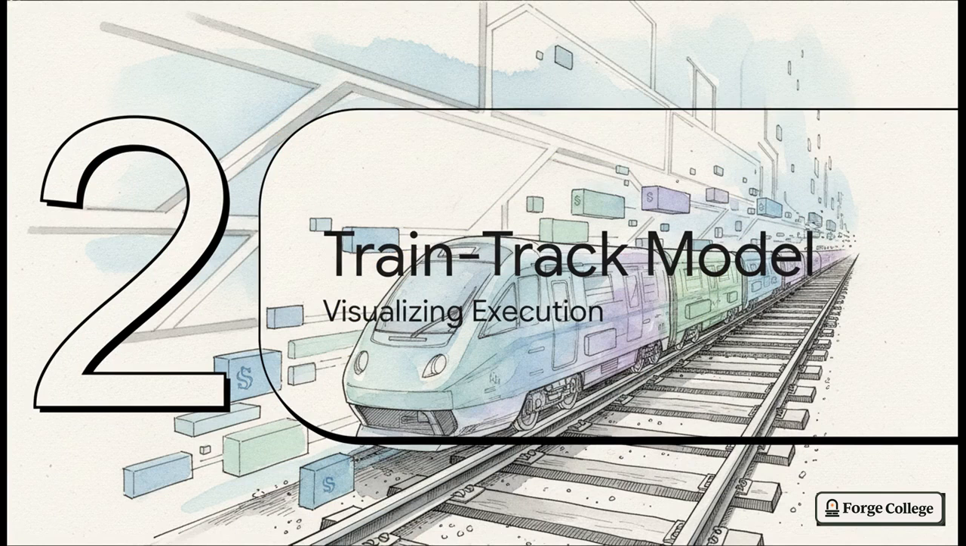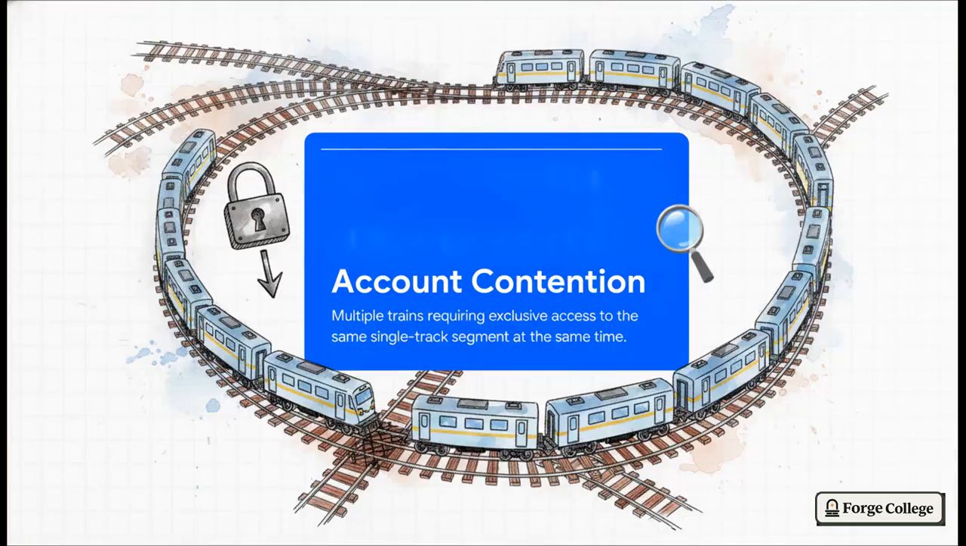Let's move on to the second part to see how this builds into a concept that's much easier to visualize. This is the train track mental model for parallel execution. To understand how Solana schedules transactions without getting completely bogged down in heavy runtime jargon, we're going to use a train track analogy. Imagine your transactions are trains, and the accounts they interact with are the track segments. Account contention happens when multiple trains, so your transactions, need exclusive access to the exact same single track segment, your account, at the exact same millisecond.